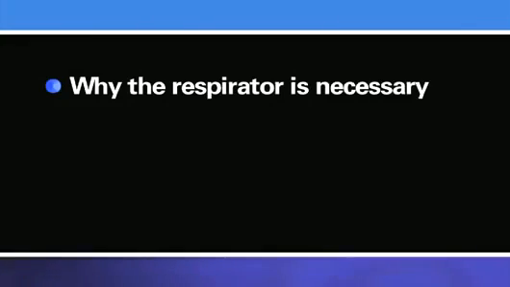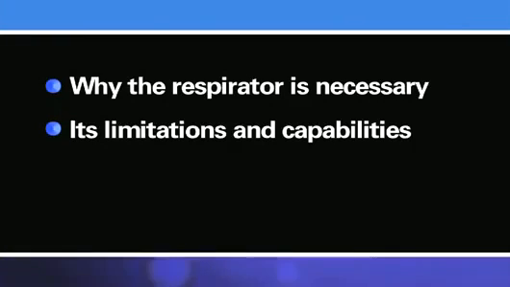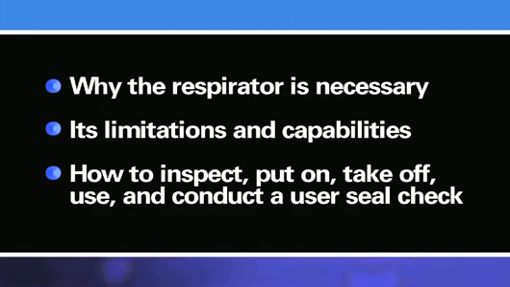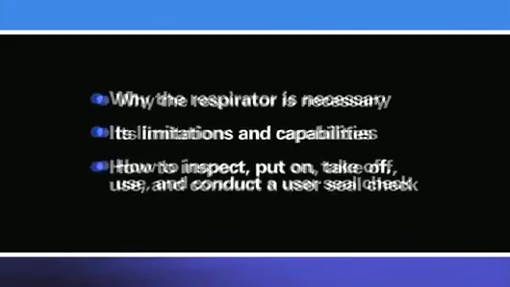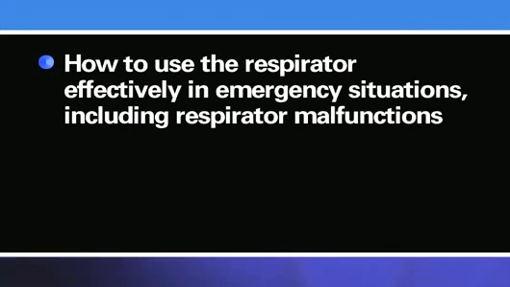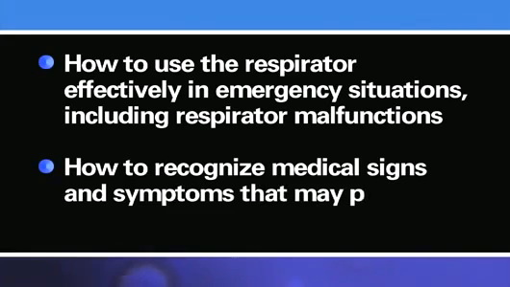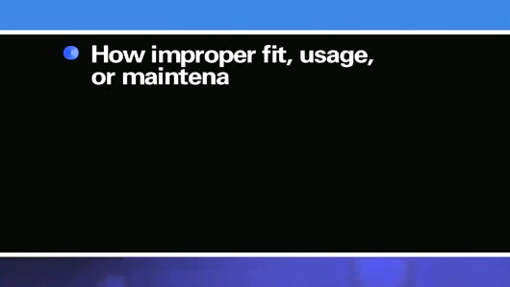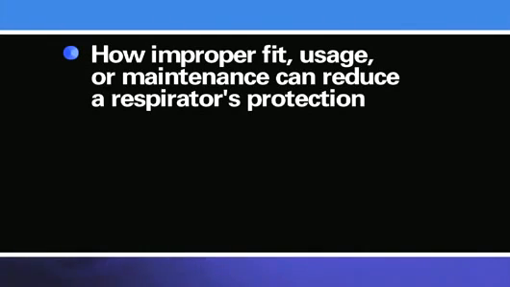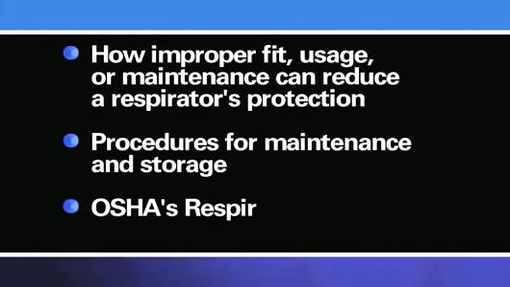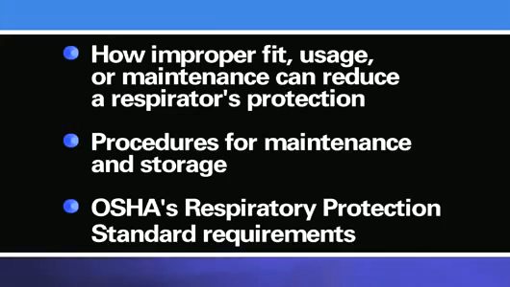Why the respirator is necessary, what the limitations and capabilities of the respirator are, how to inspect, put on, and take off, use, and conduct a user seal check of the respirator, how to use the respirator effectively in emergency situations, including situations in which the respirator malfunctions, how to recognize medical signs and symptoms that may limit or prevent you from using a respirator, how improper fit, usage, or maintenance can reduce a respirator's protection, what the procedures are for maintenance and storage of the respirator, and the requirements of OSHA's Respiratory Protection Standard.